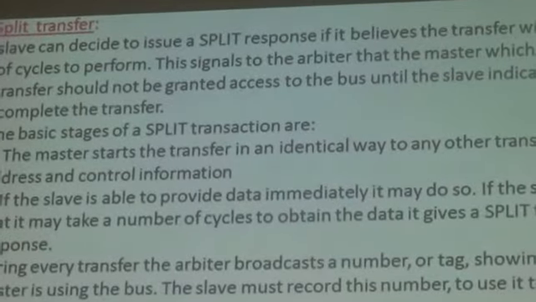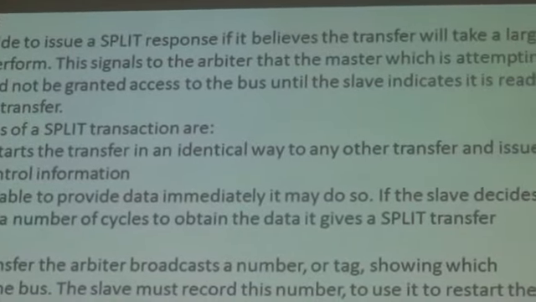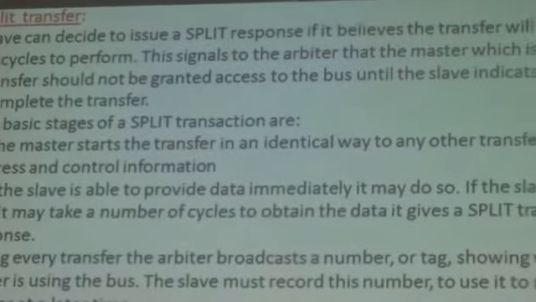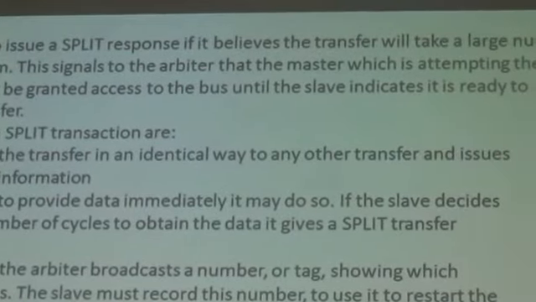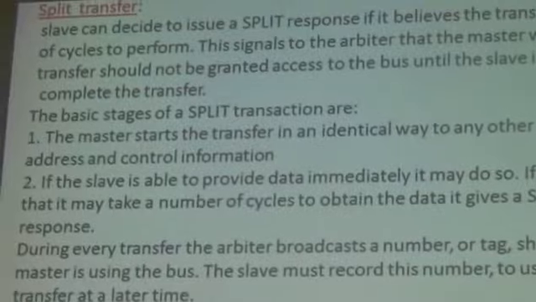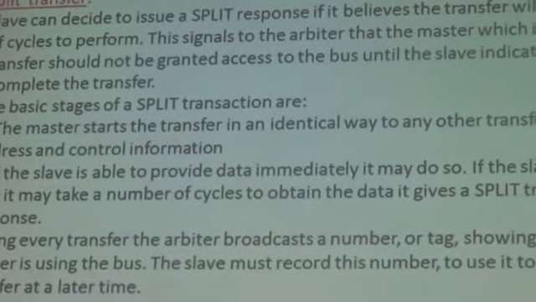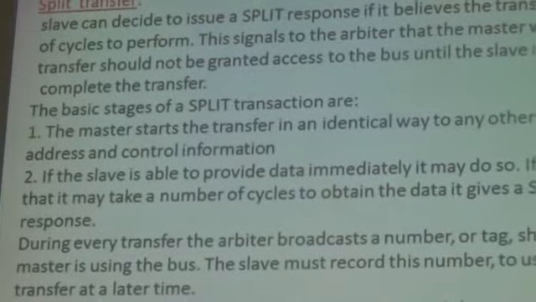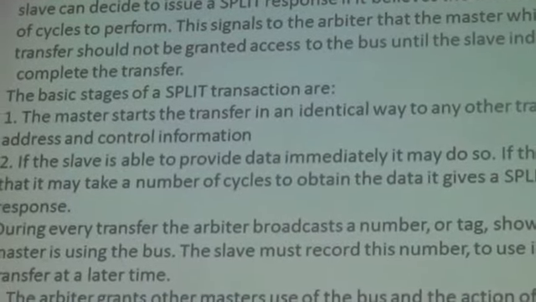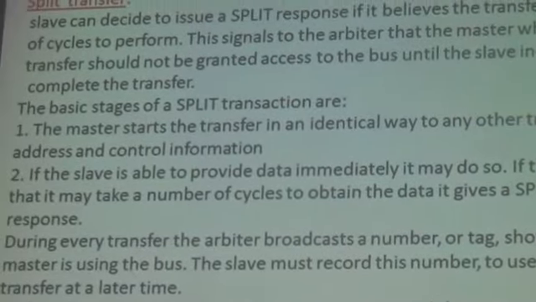A slave can decide to issue a split response if it believes that the transfer will take a large number of cycles to perform. This signals to the arbiter that the master which is attempting the transfer should not be granted access to the bus until the slave indicates it is ready to complete the transfer. Let's see it in more detail with an example.